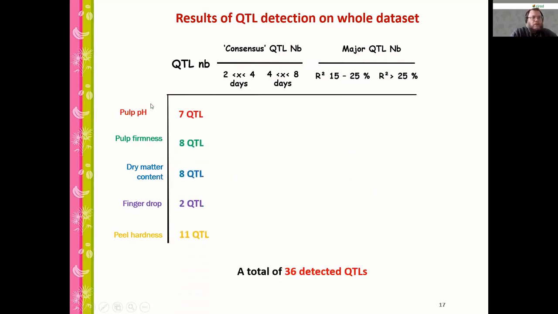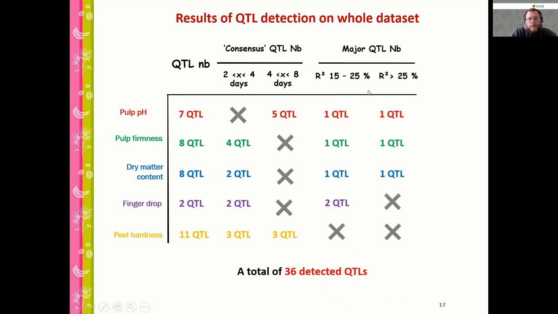So for the number of QTLs we detected, we have a lot of QTLs for each trait, a total of 36 detected QTLs. Some QTLs were detected between 2 and 4 days of the kinetics, because we performed QTL detection for each day of the kinetics. And some were detected all along the kinetics. If you remember, for some traits we didn't have more than 3 or 4 points of analysis, so we can't have QTLs for more than 4 days.